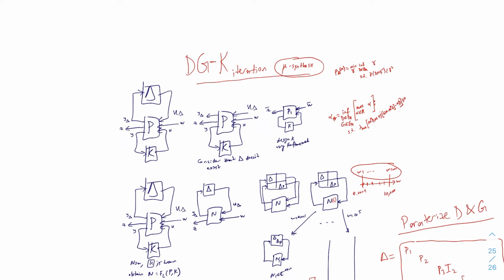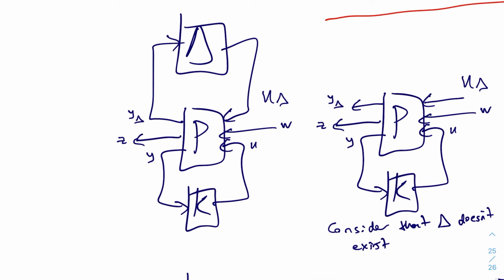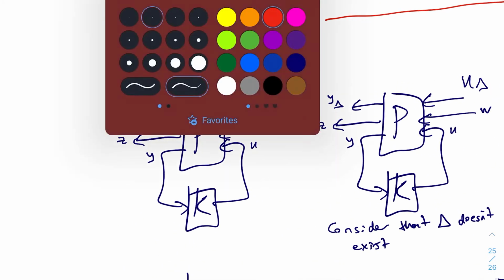What's up, everybody? Today we are going to talk about DGK iteration, and it's a type of solution method for the mu synthesis problem. And in the previous video, we talked about DK iteration, right? And it's kind of the advanced version of it. But when I say advanced, I don't mean it would give you better performance or something. It is being used for other types of problems. What do I mean by other types of problems?